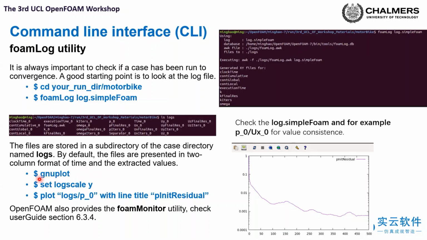So in this case, I use gnuplot. So in the terminal, just type gnuplot, and then for the logs, it's common practice to set the y-axis to log scale. And then we can plot with the logs, and plot the initial pressure, which is p_0, with lines with the title. Okay, so I'm going to demonstrate this one.